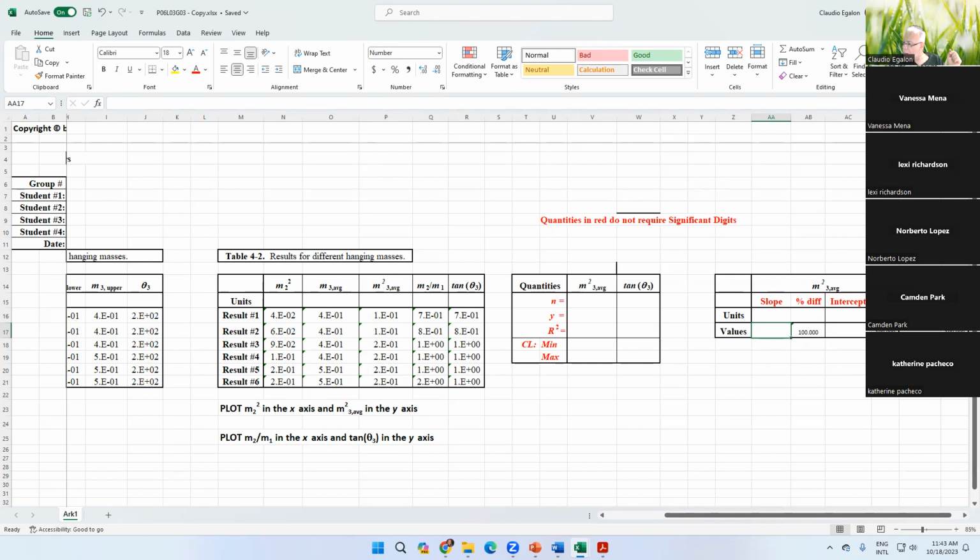What's the percentage difference from here? Well, the percentage difference is just the percentage sign. That's the unit for the percentage difference. Okay.